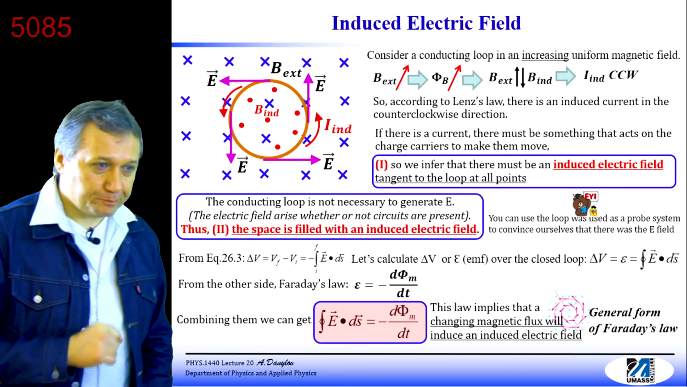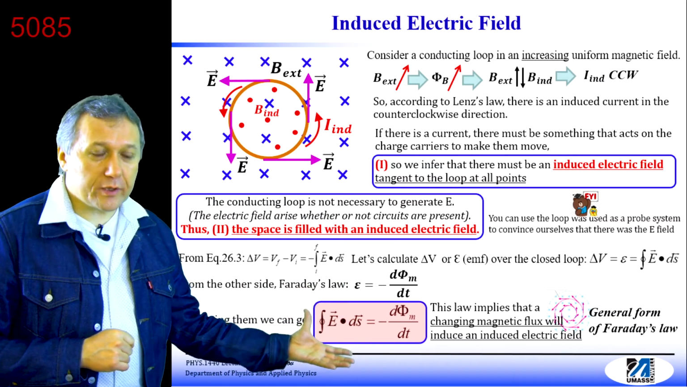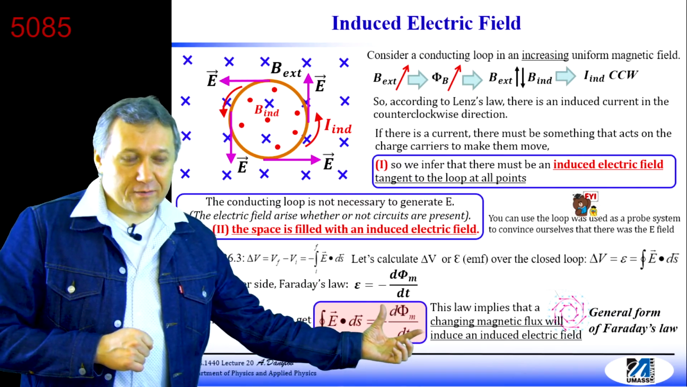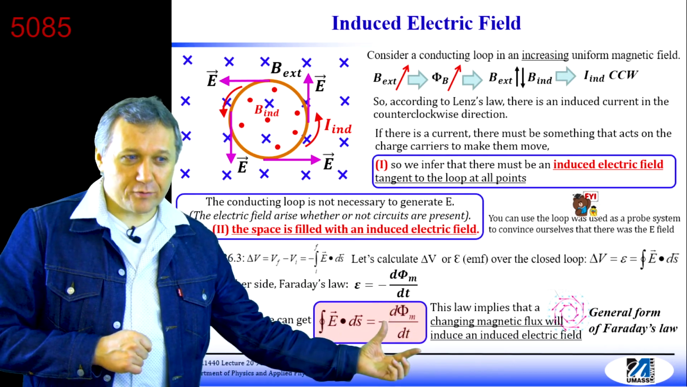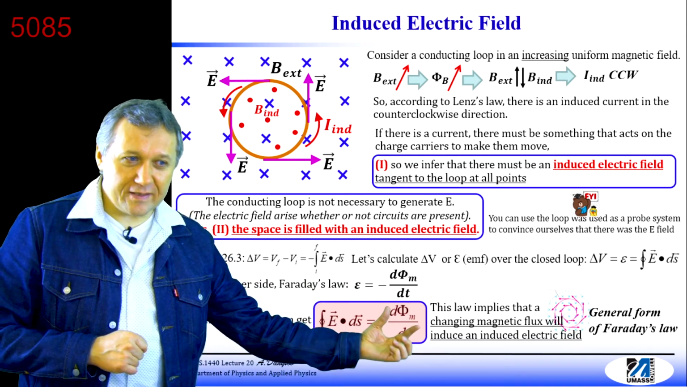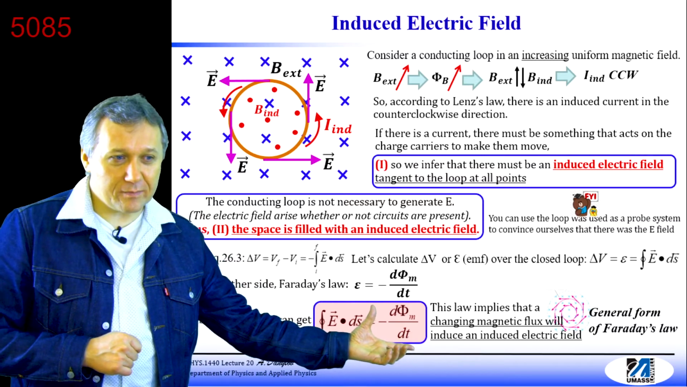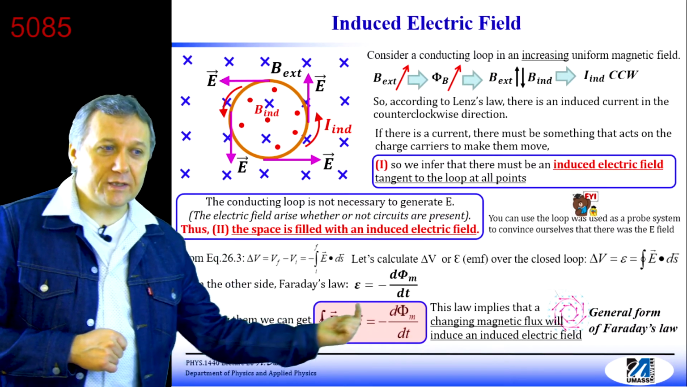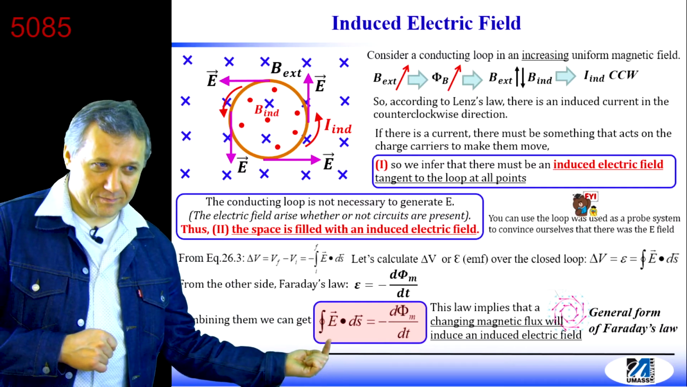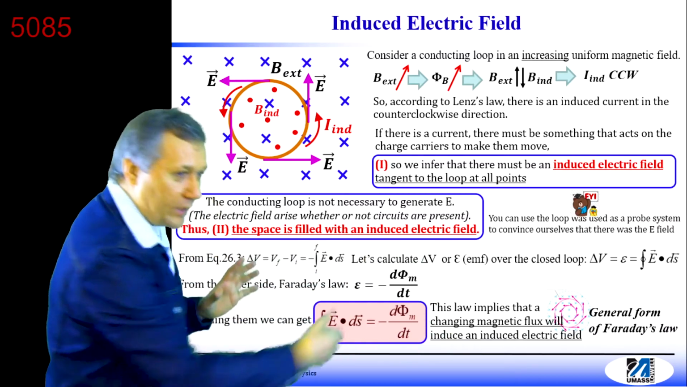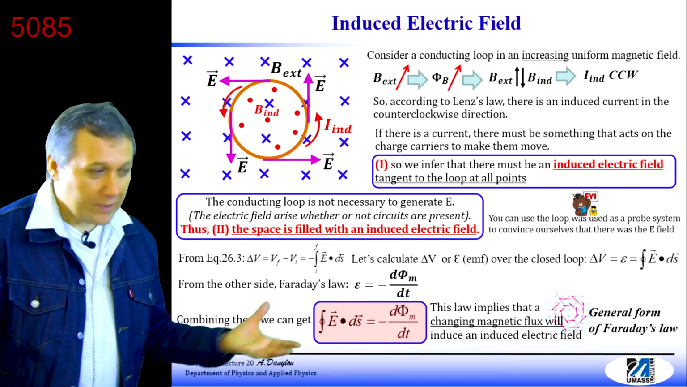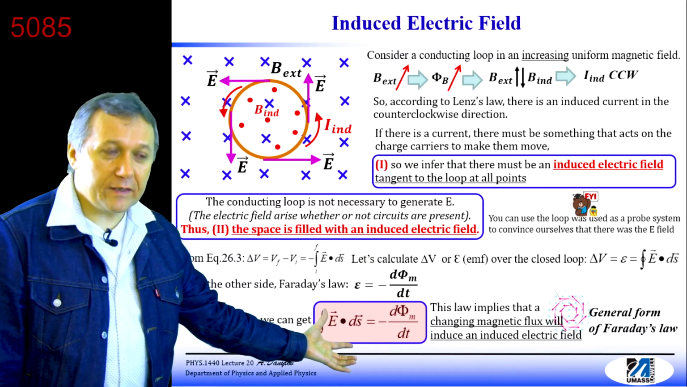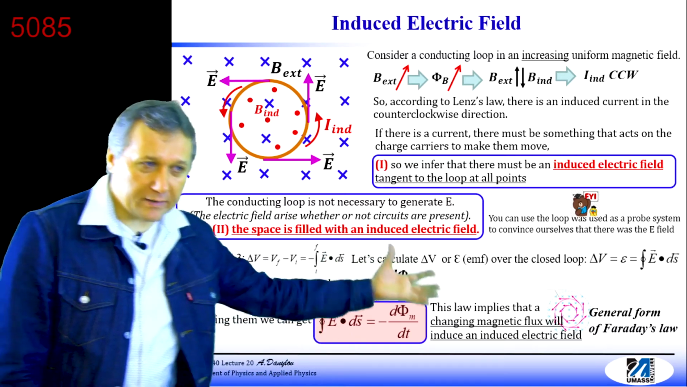Okay, so now let's look at the structure of this law. On the right-hand side, the rate of change of the magnetic flux. This changing in time magnetic flux is the source of what? The source of this induced electric field. So on the right-hand side, we have a source, and on the left-hand side, inside of the integral, we have a field which is produced by that source.